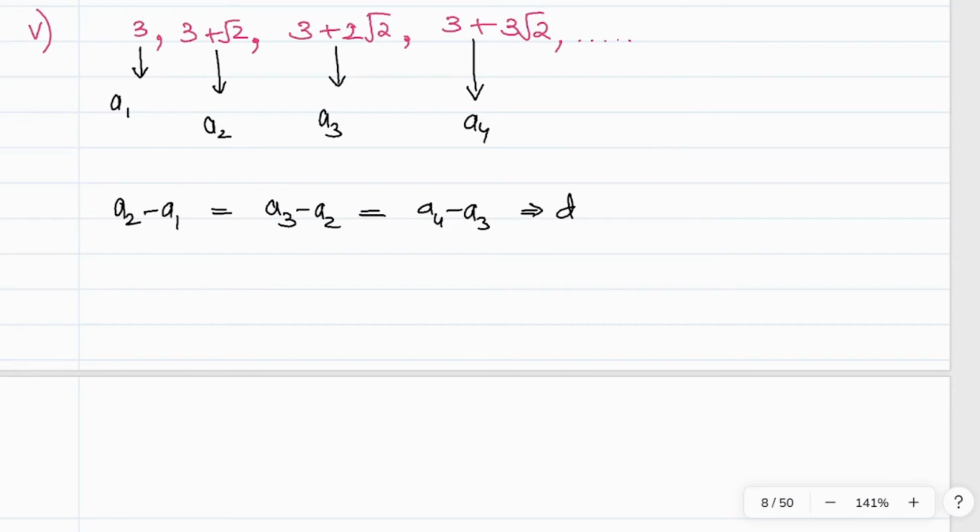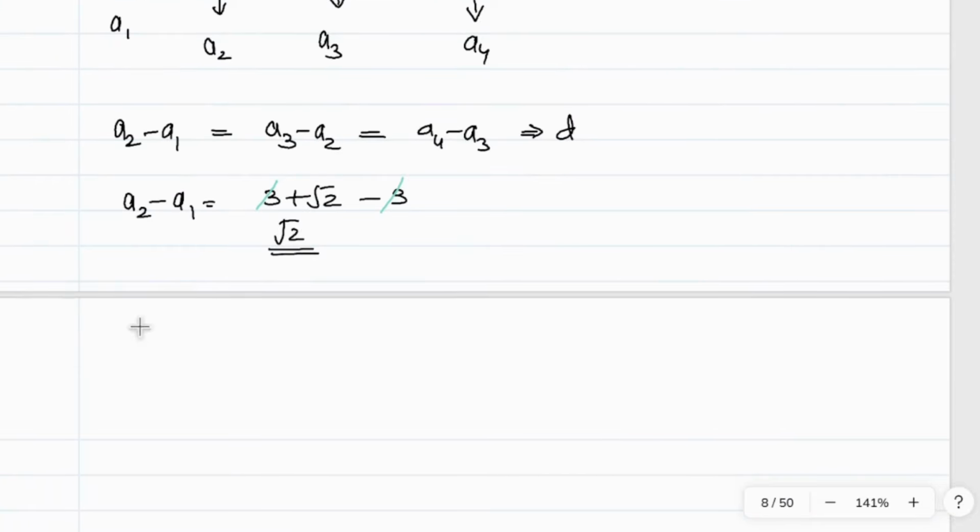So let's first do the problem, that is, first write A2 minus A1, right? What is A2 minus A1? 3 plus root 2 minus 3. So this 3 and this 3 will get cancelled. What is left over here? Here we will get root 2.